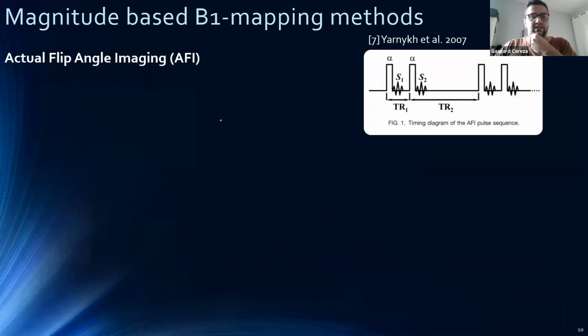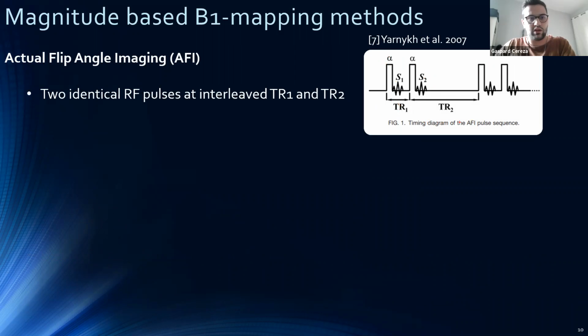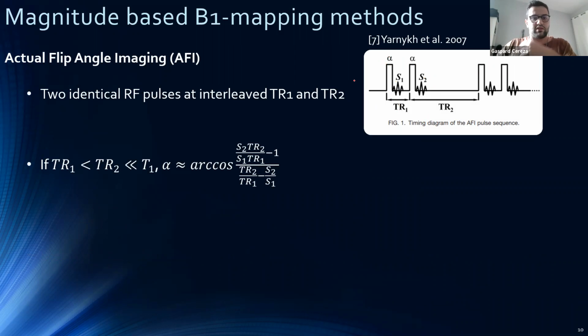Another method is the actual flip angle imaging. It's pretty close to the one we just saw, but here we will have two nominal flip angles that are the same, and what is going to change between the two acquisitions is the TR. So we will have two interleaved TRs, TR1 and TR2. And the flip angle will correspond to this equation, where we have the intensity of the two signals of the two images at every point, and the ratio between the two TRs.